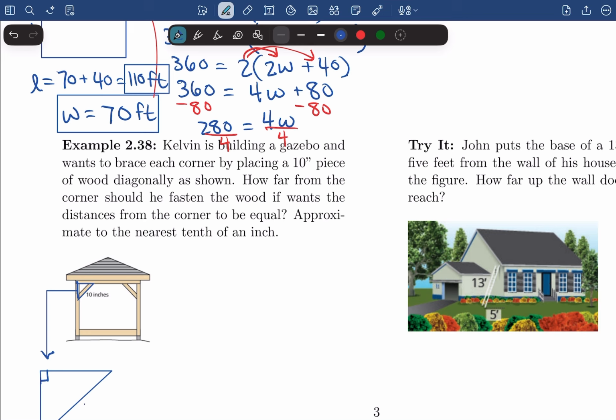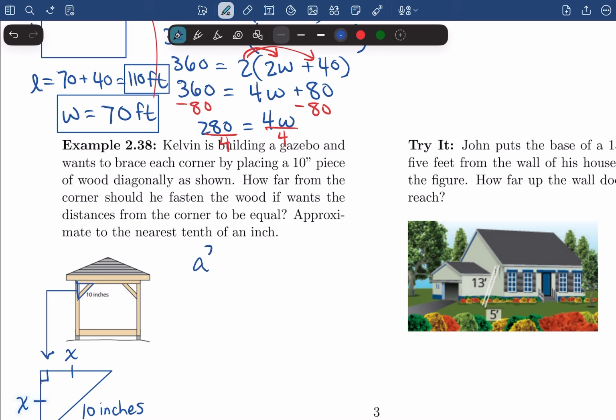And we know that the hypotenuse is 10 inches. So it's saying that this piece from here to here is the hypotenuse. It's 10 inches long. And he wants to know how far from the corner he should fasten the wood if he wants the distances from the corner to be equal. So he wants these two distances equal, and we need to know how far that is. That's the thing in question. Let's call it x.